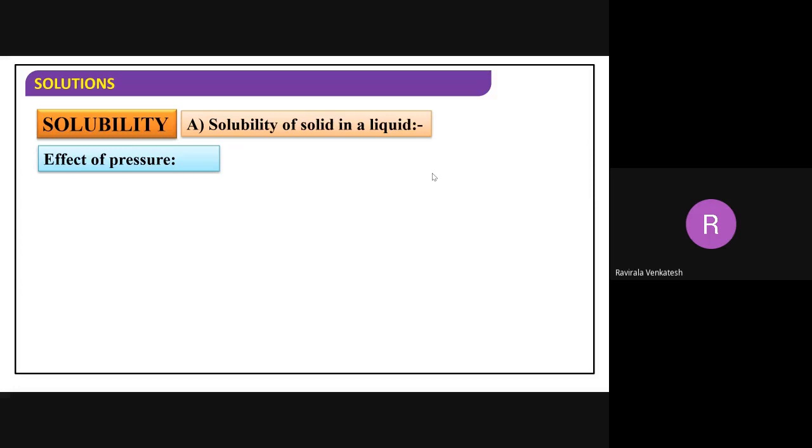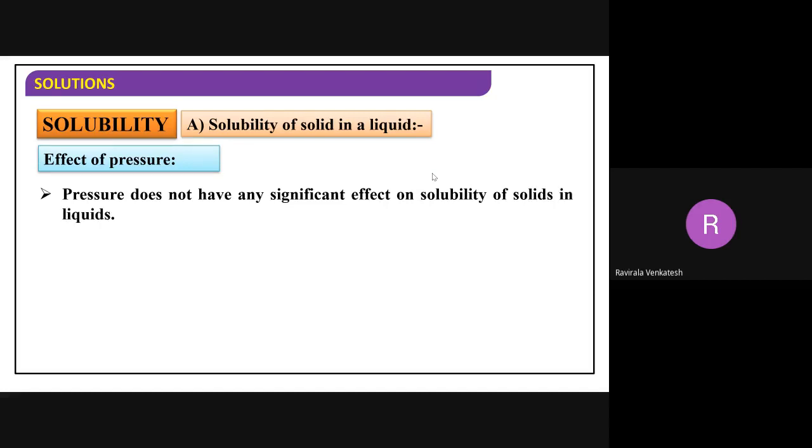Next, the effect of pressure. How will pressure affect solubility? Now, what type of solute are we discussing, solid or liquid? Solids. And if you take liquids also, generally solids do not undergo any change with respect to pressure. Why? Because solids do not undergo compression because of pressure. So pressure does not have any effect here.